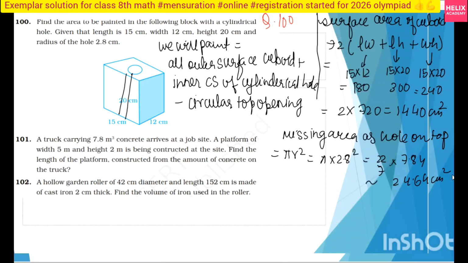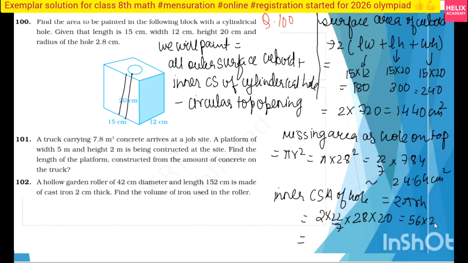Okay. Next, I will find the painted area, the inner curved surface area of the hole. What will it be? 2 pi rh, because it is a cylinder. So how much will it be? 2 into 22 upon 7 pi r. R is your 2.8 and h is your 22. So it becomes 56 into 22 by 7, or approximately 176 centimeter square.